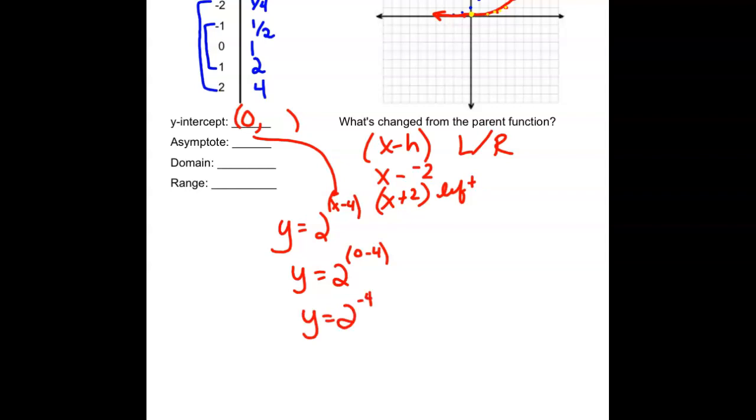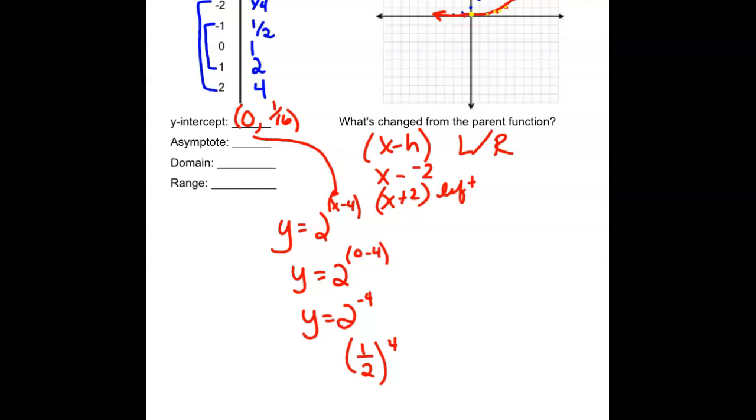And raising something to the negative 4th power means it has to flip. So instead of 2, we're going to have 1/2, and then it gets raised to the 4th power. 1 to the 4th is 1, 2 to the 4th is 16. So we're going to get 1/16 for our y-intercept. That's why it's so close to that x-axis.